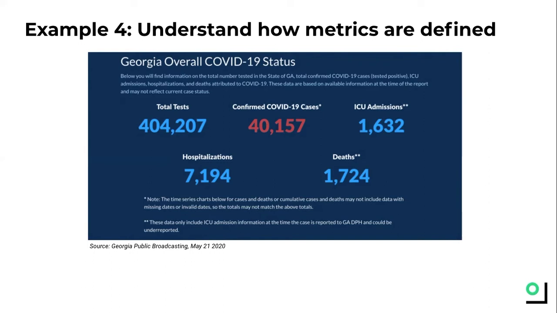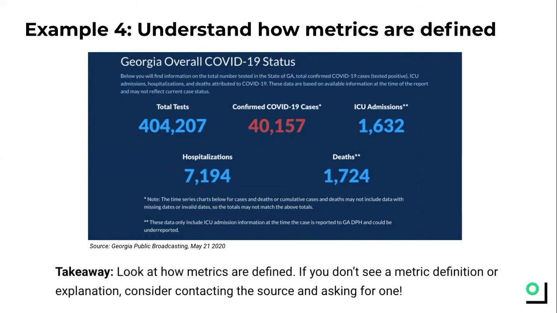Today, the Georgia dashboard measures PCR tests and antibody tests separately, which helps clarify the data and avoids people coming to the wrong conclusions. Remember to always look for how metrics are defined in the footnotes or legends of the data you're looking at. If you don't see a definition or explanation, ask for it.